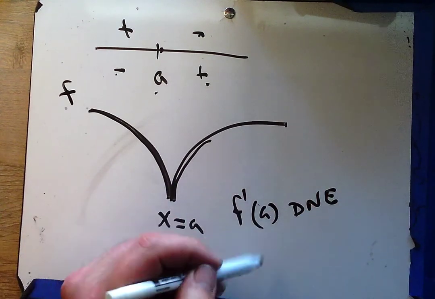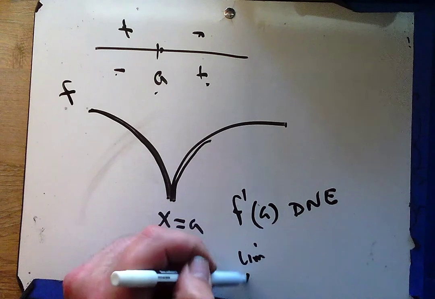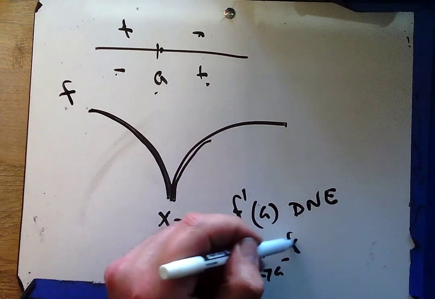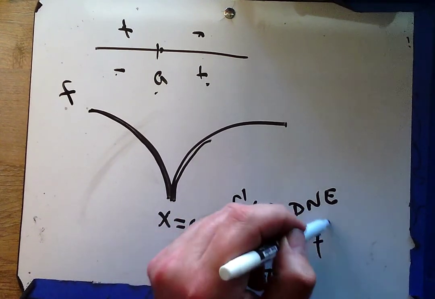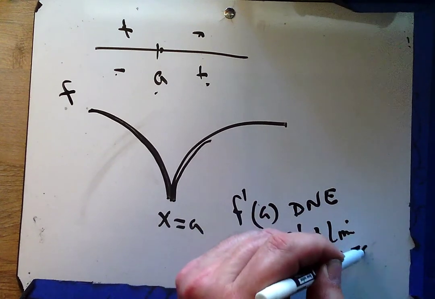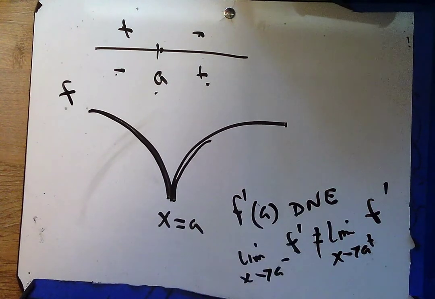And if you had to give a justification, you'd say the limit as x approaches a from the negative side of f prime does not equal the limit as x approaches a from the positive side of f prime. Okay. 16. If f has a vertical tangent at x equals a, then f prime of a is undefined. You can't take a derivative where you've got a vertical tangent line. That's an undefined derivative.